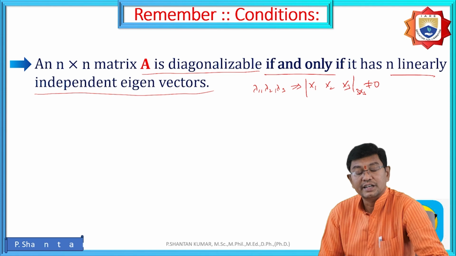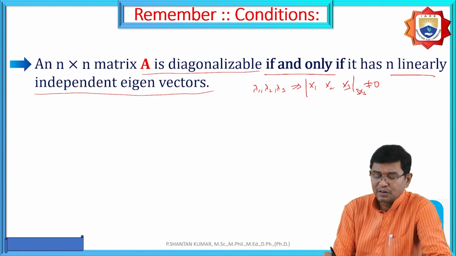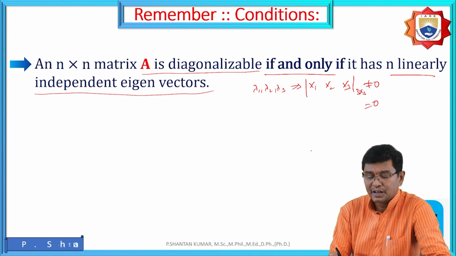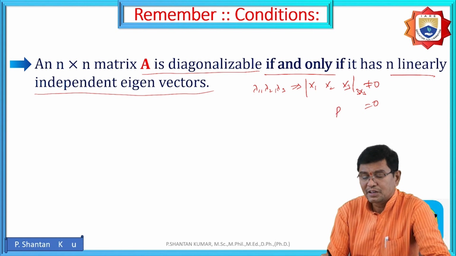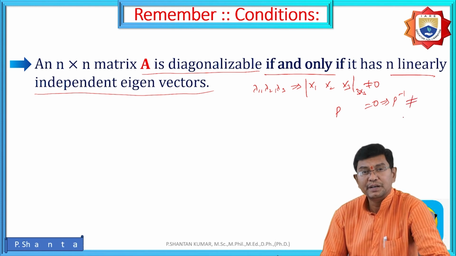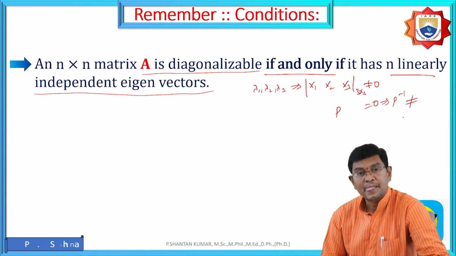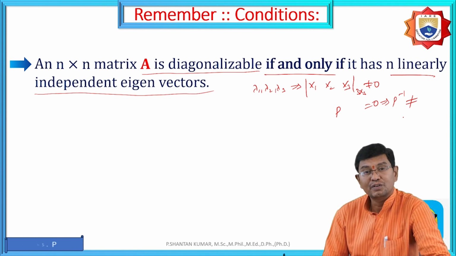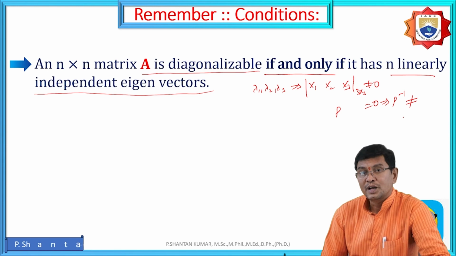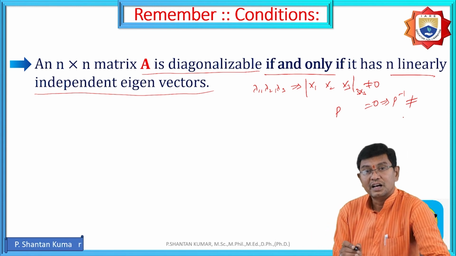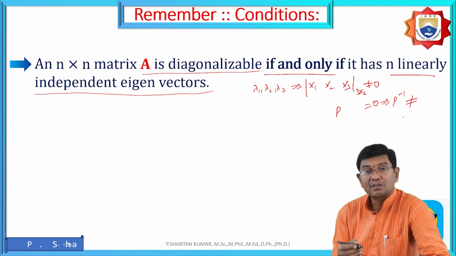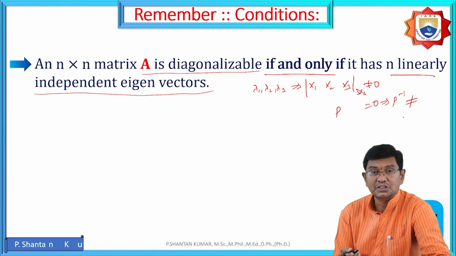It should not be equal to 0. For example, if the determinant of P is equal to 0, then P inverse does not exist. Only if the determinant of P is not equal to 0, then P inverse exists, and we can proceed further with the problem. Therefore, diagonalization exists. Due to that reason, whenever there are n linearly independent eigenvectors, only then the matrix is diagonalizable. Otherwise, it is not diagonalizable.